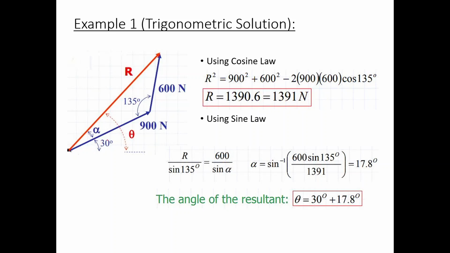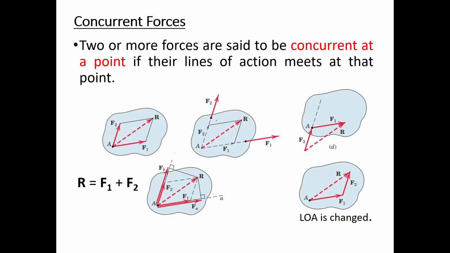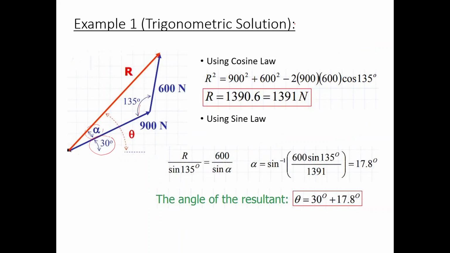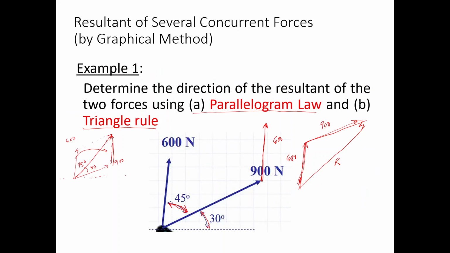The first angle is 30, so it's already given. We don't have the angle between the resultant and the 900 newtons, but we know this angle, the 135. So why do we know this? Let's go to the previous drawing first. This one is 45, then this one is 30.